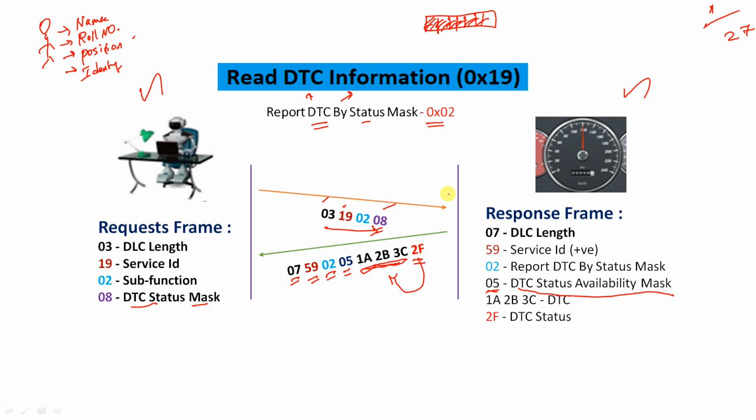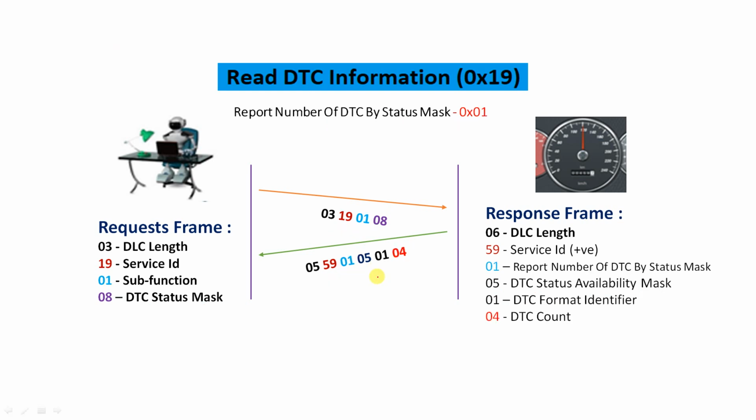So the motivation of this video is to understand the request frame and how we can retrieve the DTC, and what the basic parameters are. Detailed things, like what the DTC status mask, availability mask and DTC status are, will be in upcoming videos. So that's all about this report DTC by status mask. In this sub function, the motivation is to retrieve the DTC. All right, let's see the next sub function.